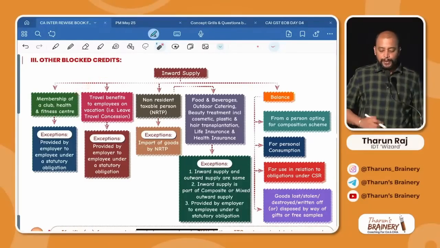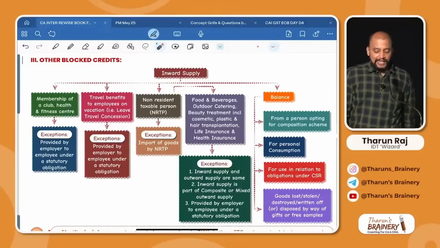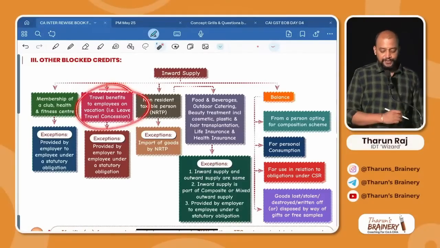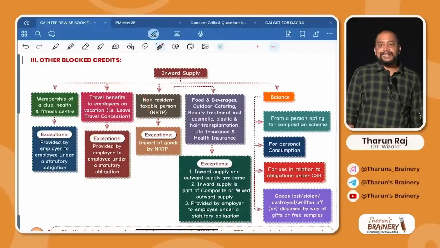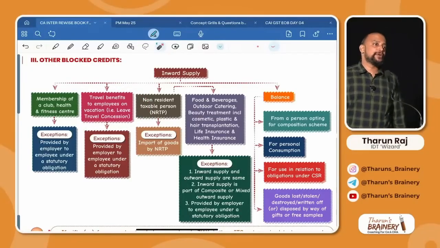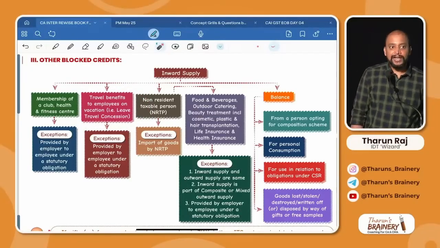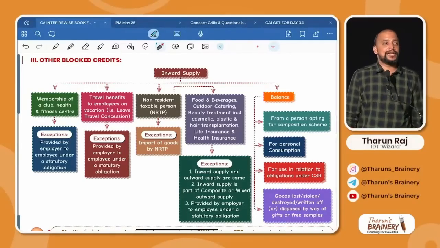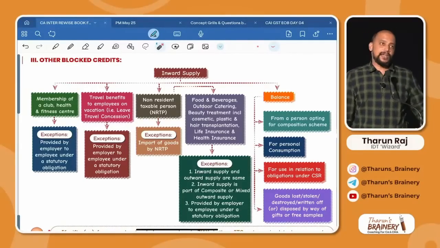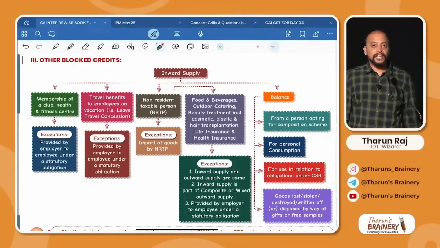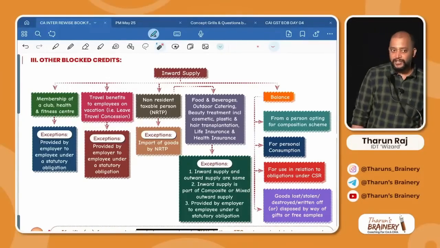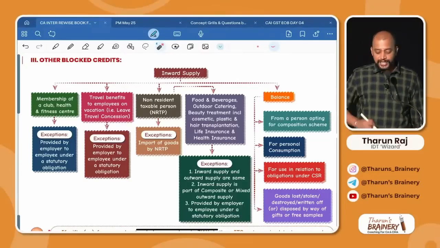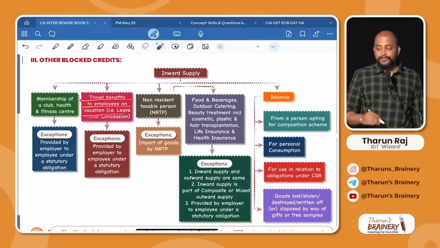Then look into the second one. Travel benefits to employees on vacation, that is leave travel concession. Travel benefits extended to employees on vacation, ITC is not available. For example, there is an employee who is going on a vacation, say a honeymoon, and that expenditure is borne by the employer. Of course, the employee is going with his wife only, and the employer bears the expenditure. Can the employer take ITC with respect to that? No, because it is travel benefit to employee on vacation.